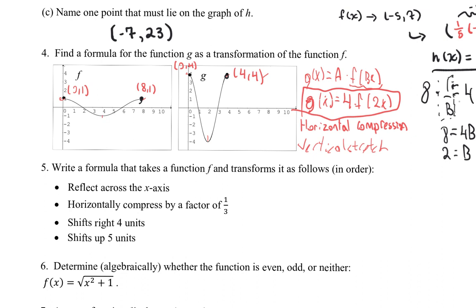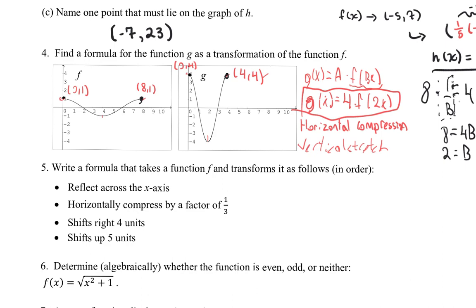Okay, so now for number 5. Write a formula that takes a function f and transforms it as follows, in order. So the first thing is going to be reflect across the x-axis. The second is horizontally compressed by a factor of 1/3. After that, it's going to be shift right 4 and then shift up 5.